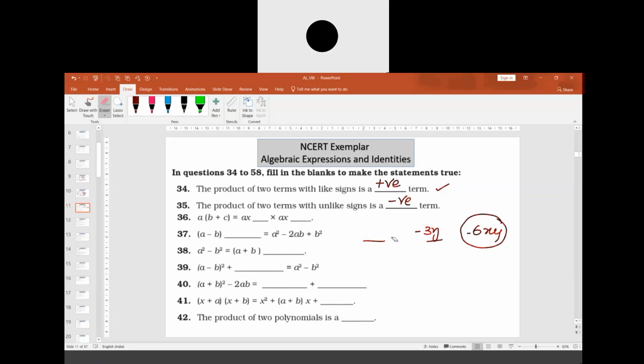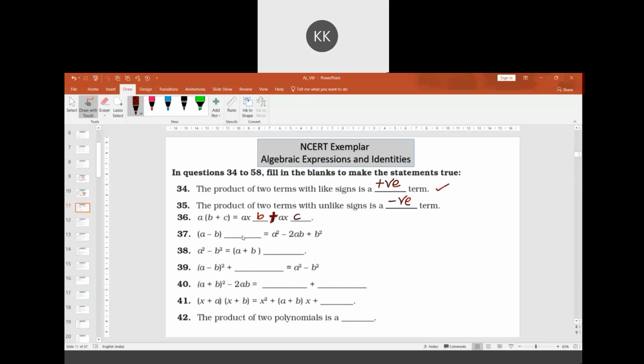36th one is a question related to the distributive property. A times (B plus C), so A should be multiplied to B, plus A is multiplied to C. The question itself was wrong; this should be positive. A into B plus A into C. Then, A minus B whole square is A square minus 2AB plus B square.